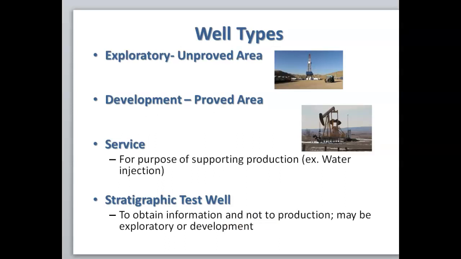Another review of our well types. We can have exploratory wells that are in an unproved area, and development wells in a proved area. We can also have service wells for the purpose of supporting production. These are developmental wells, and they're going to be capitalized under both methods. And you may have a stratigraphic well. This is to obtain information and not necessarily to produce. They can be an exploratory well, or they can be a developmental well.